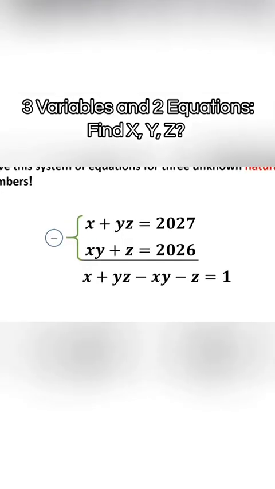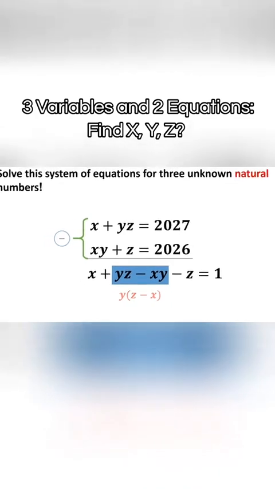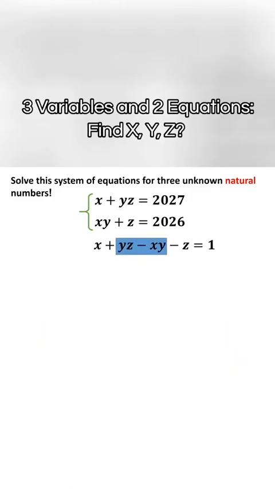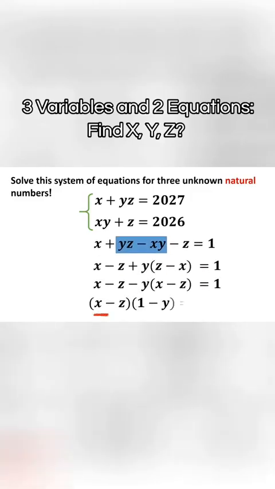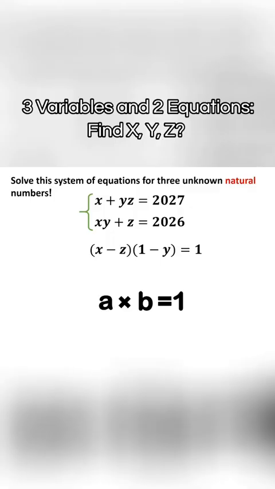Now, look closely at this. Do you see a pattern? We have 4 terms that we can group in pairs. Let's factor out the variable y from the middle terms, giving us y times (z minus x). With a little more factoring, we reach this elegant form: (x minus z) times (1 minus y) equals 1. Look how sleek that is. We've turned a messy system into the product of 2 parentheses equaling 1. The question now is, in the world of numbers, when is the product of 2 integers equal to 1?